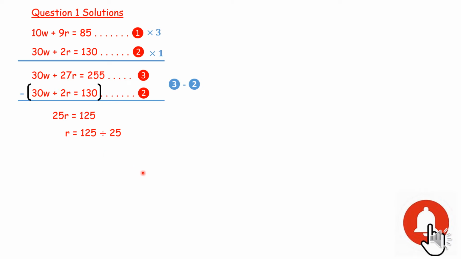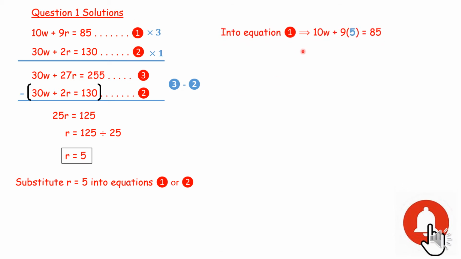Solving for R should be very easy. 125 divided by 25 gives you R equals 5. Now that you have R, you can now substitute into either equation 1 or 2. Try to use the original equations. Well, I'm going to substitute in equation 1. That gives me 10W plus 9 times 5, which is 45, equals 85.